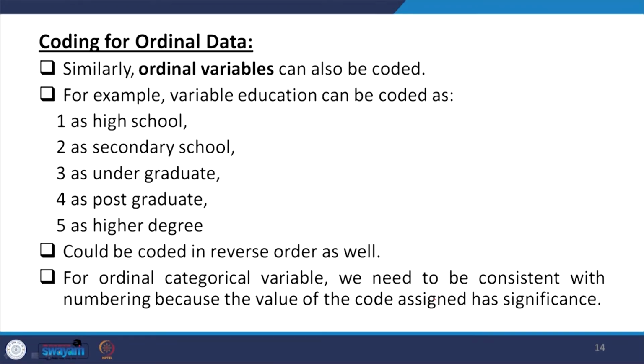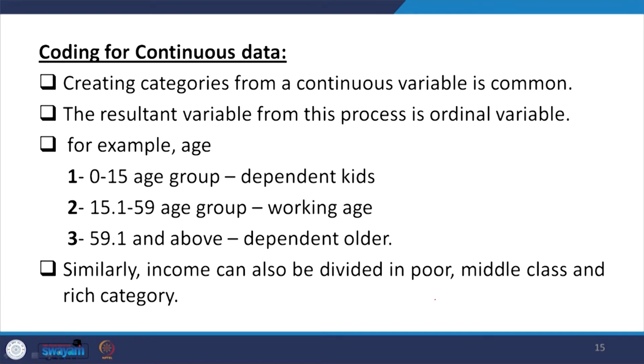So, the ordinal variable could be coded in reverse order as well, depending upon the requirement of interpretation. For an ordinal categorical variable, we need to be consistent with numbering because the value of the code assigned has certain significance. The higher the value, the higher ordering is more justified.